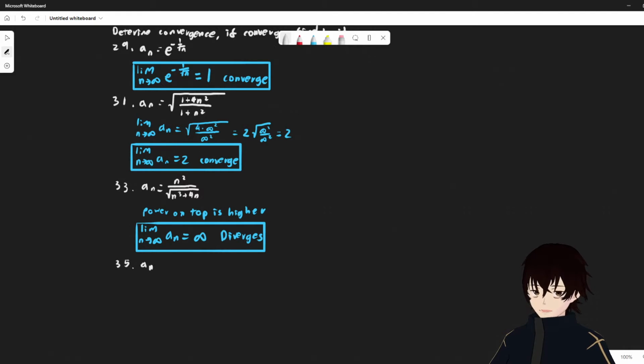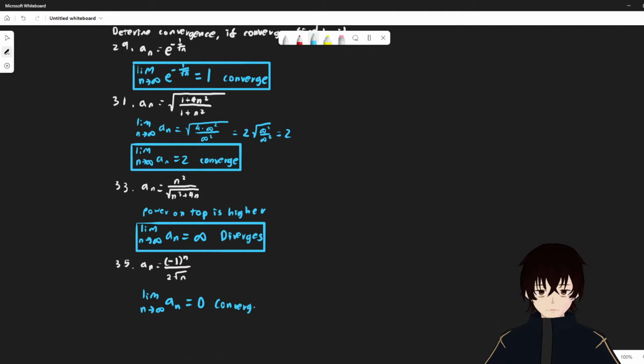Oh, what did I just click again? 35. 35 says a sub n is equal to -1 to the power of n over 2 times the square root of n. That's going to be 0. The limit as n approaches infinity, because top is either 1 or -1, but the bottom gets bigger and bigger over time. That's going to be 0. And it converges because we have a finite limit.